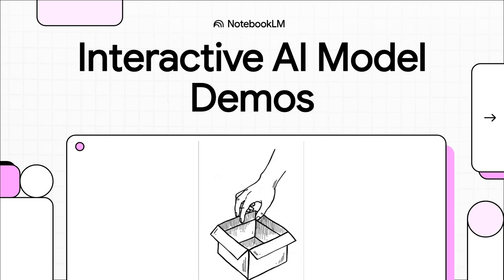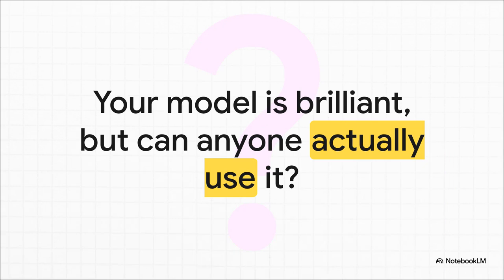All right, let's talk about something that's on a lot of people's minds. How do you get your amazing AI model out of the code and into the hands of actual real-life users? So picture this. You've spent weeks, maybe months, training the perfect model. It's powerful, it's accurate, it's brilliant. But here's the real question, the one that really matters. Can anyone who isn't you actually interact with it?